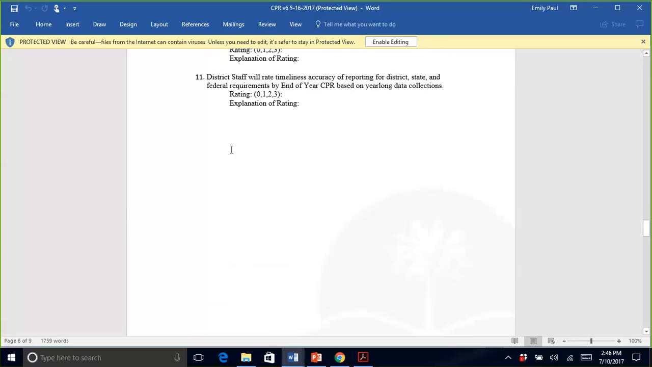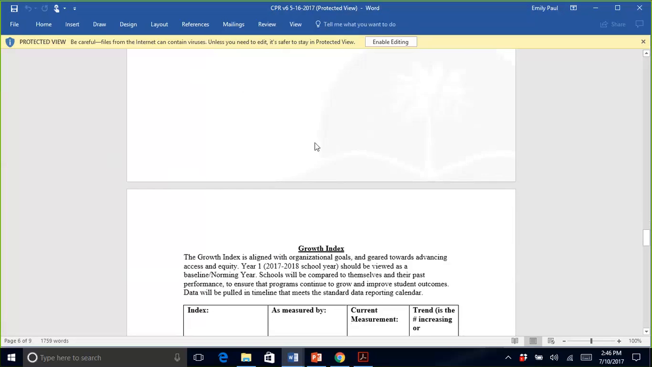And 11 is timeliness and accuracy of reporting for the district, state, and federal requirements by end of year CPR based on a year-long data collection. So Laura and I, when we ask you for information, are keeping track of when we asked for it, when you turned it in, was it complete, was it accurate, and your rating is going to come from that. So you need to make sure that you're really paying attention to turning in complete files, turning them in on time, and what we asked for.